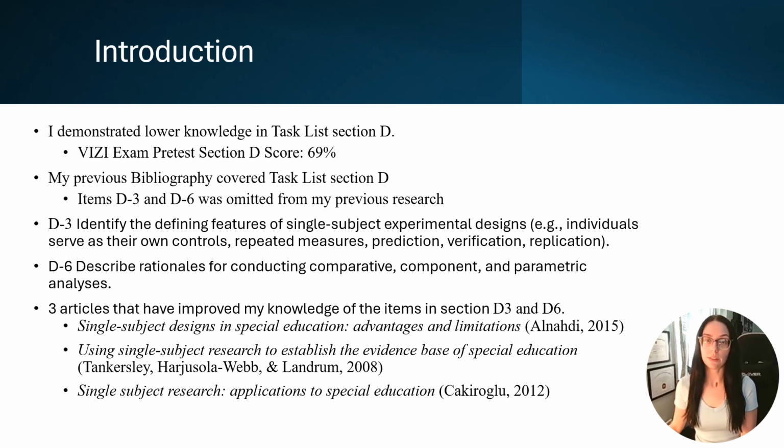D3 asks to identify the defining features of single-subject experimental designs, and D6 asks to describe rationales for conducting comparative, component, and parametric analyses. The three articles that I've used to improve my knowledge on these items include Single-Subject Designs in Special Education: Advantages and Limitations by Alnahdi in 2015, Using Single-Subject Research to Establish the Evidence Base of Special Education by Tankersley, Harjusola-Webb, and Landrum in 2008, and Single-Subject Research Applications to Special Education by Kucukoglu in 2012.